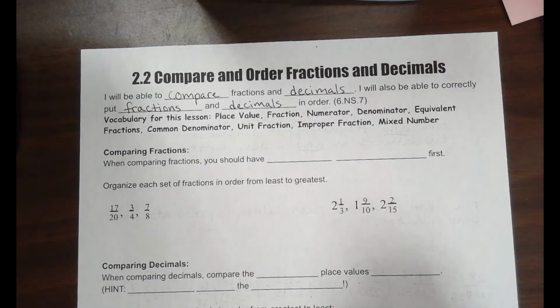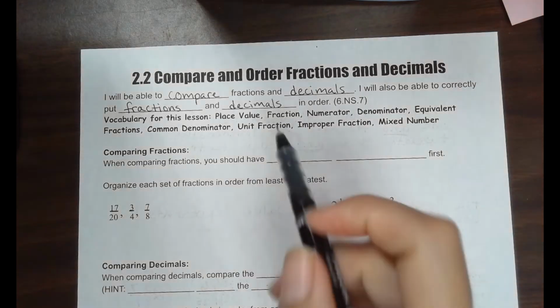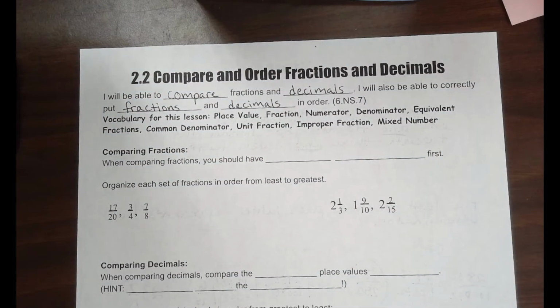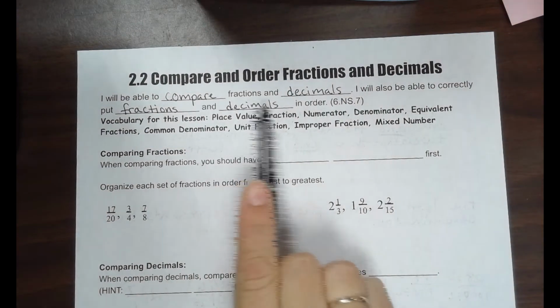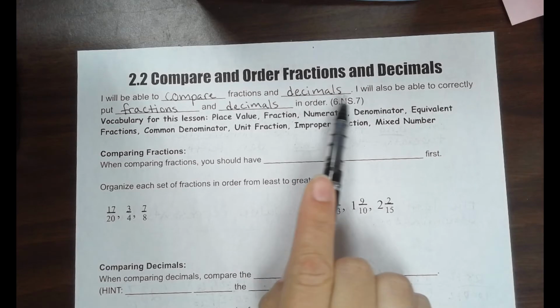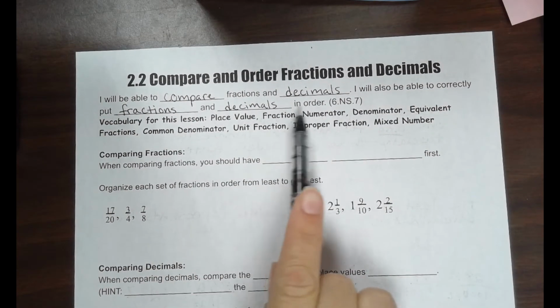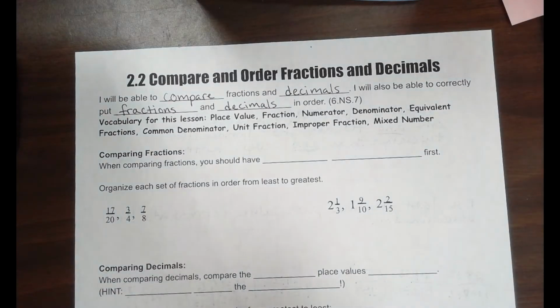Welcome back. This is lesson 2.2 journal. We are comparing and ordering fractions and decimals. So here it says, you will be able to compare fractions and decimals. I will also be able to correctly put fractions and decimals in order. Go ahead and fill in those blanks.